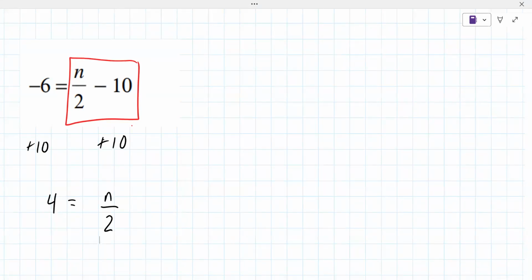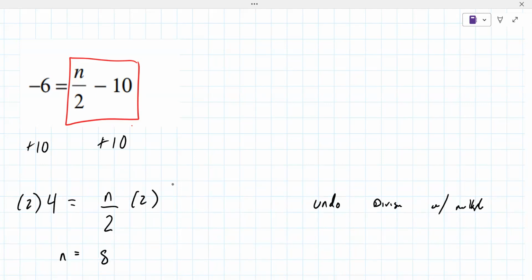Flip 2 and divide it, or how do you undo division? Multiplication. Yeah. So you have to multiply the other side by what number? By 2. By 2. So n equals 8. All right, so here's one for you to try.